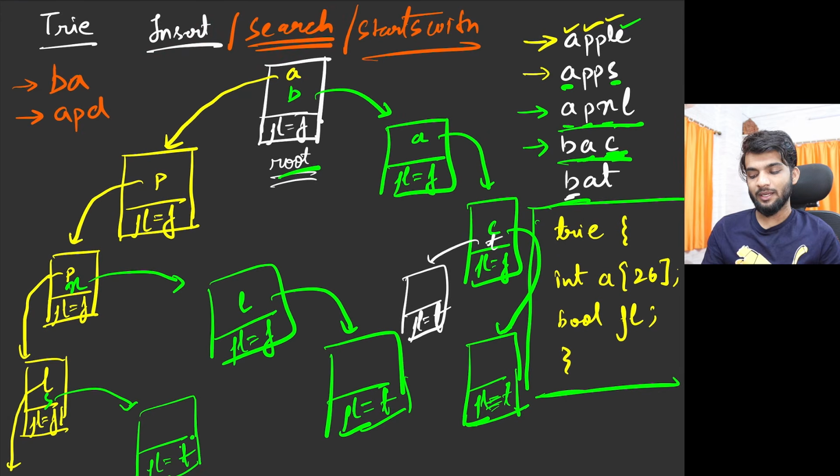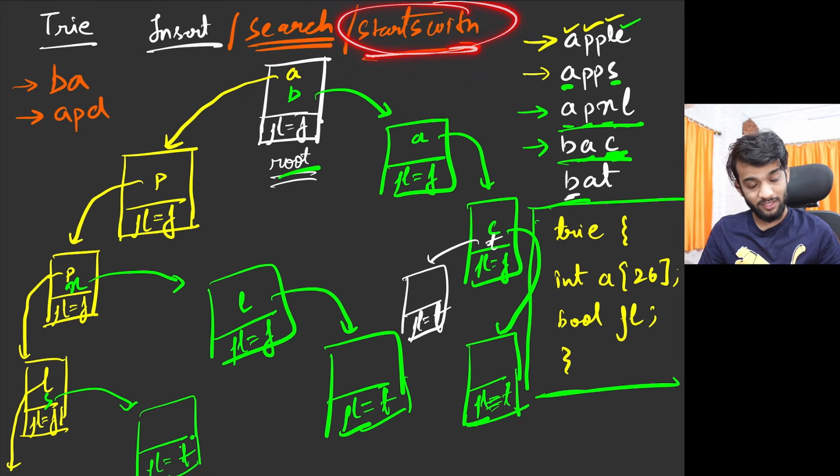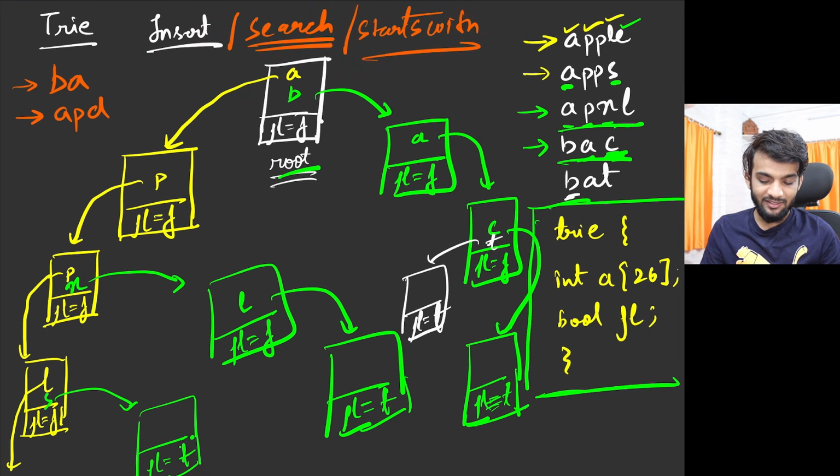Now we will be doing something as starts with. That means, does there exist any word that starts with BA? There do exist two words that start with BA. Does there exist any word that starts with APD? I don't see one, because there is APP, APP, APX, but nothing as APD. Like no word starts with APD. That is what the question is all about.